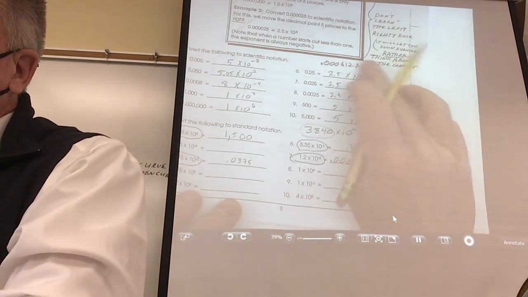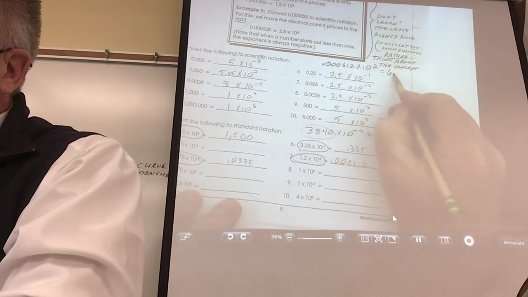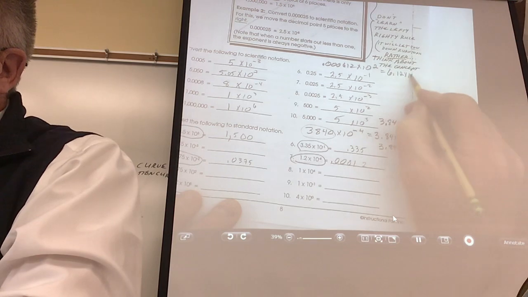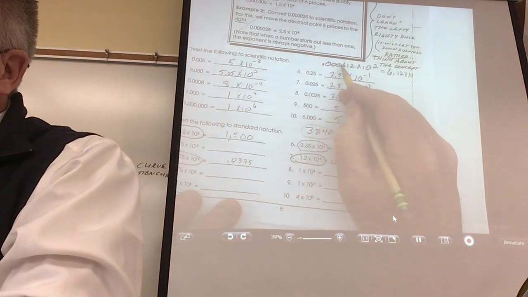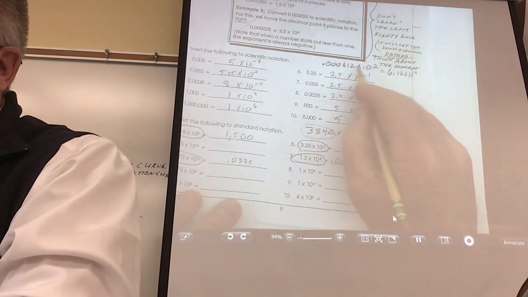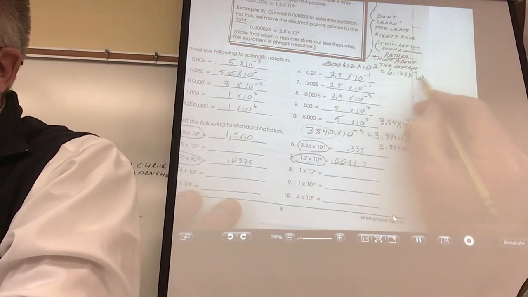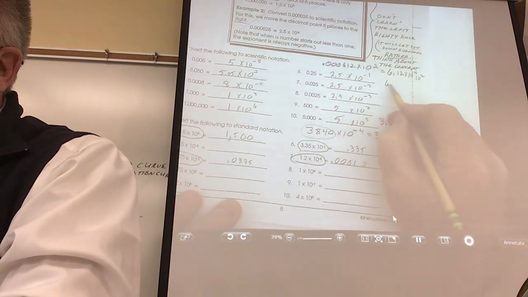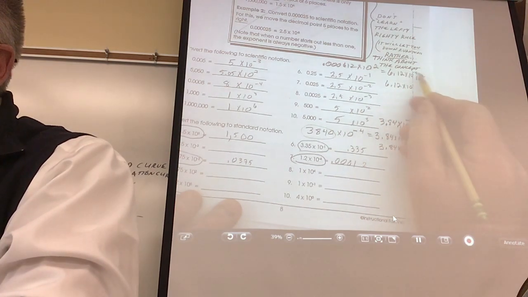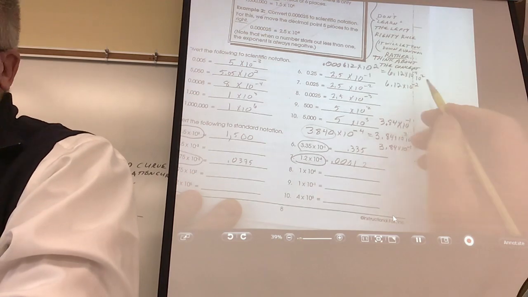Forget that this exists for a minute, and it's going to be 6.12 times 10 to the 1, 2, 3, 4, and that's a little guy, 10 to the minus 4, and then I got to come back and replace the thing. So the final answer should be 6.12 times 10 to the what? Negative 2.